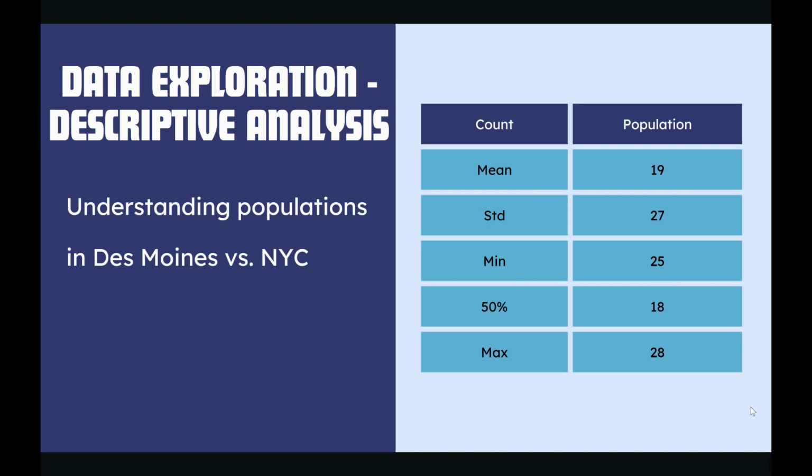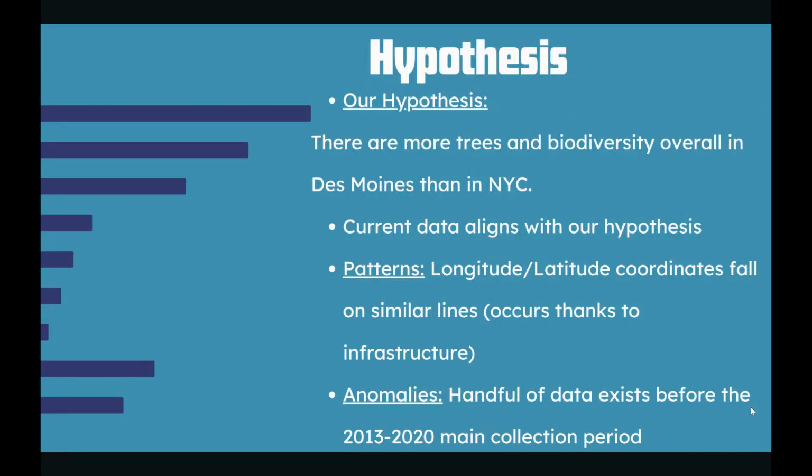So then, in terms of data exploration and descriptive analysis, we did the count, mean, standard deviation, min, 50%. So that, you know, that's supposed to say 75%. And then the max. We did all of that in one point to better understand the longitude and latitude coordinates of different tree populations around Des Moines. And by doing this, we found the base area for a lot of those points.